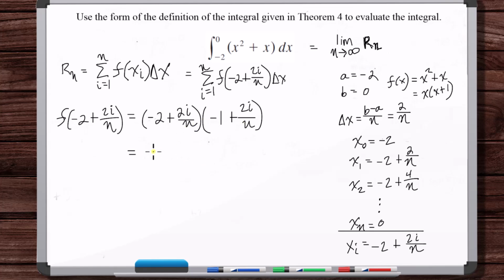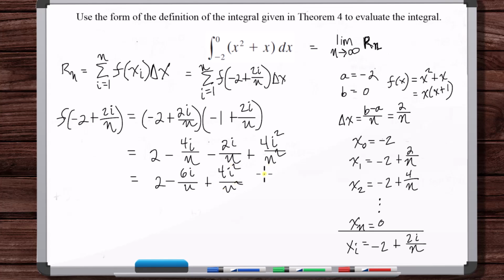Okay, so let's distribute this. Minus 2 times minus 1 is 2, and then we've got minus 4i divided by n minus 2i divided by n, plus 4i squared divided by n squared. So 2 minus 6i divided by n plus 4i squared divided by n squared.